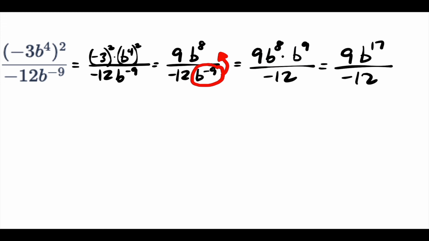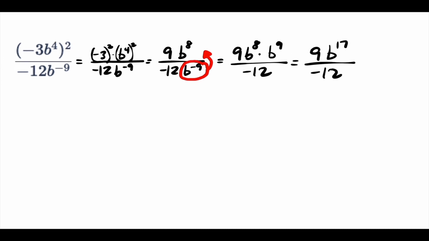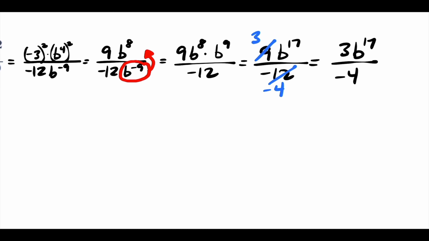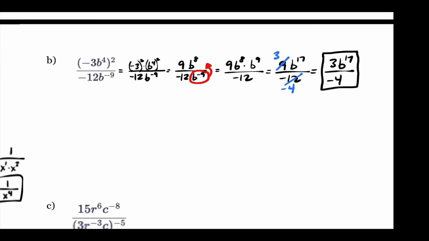Okay, so no more canceling out, no more combining. The last step, can I reduce? I can divide both of these guys by 3. So that one becomes a 3, that becomes a negative 4. I get 3b to the 17 over negative 4. Done.